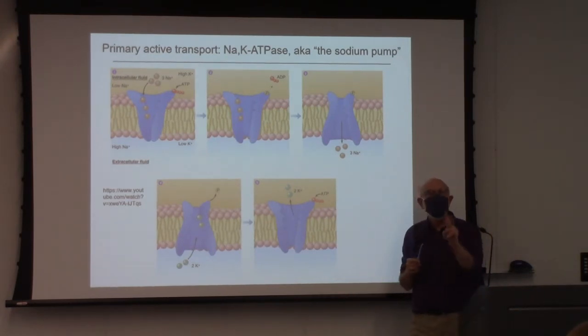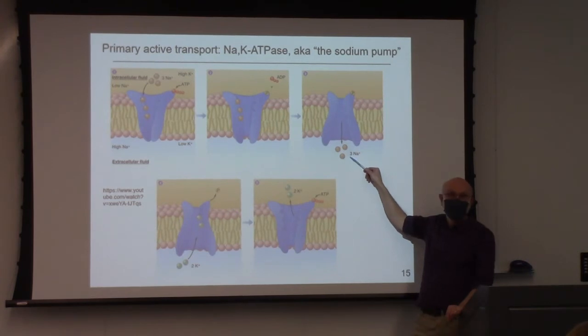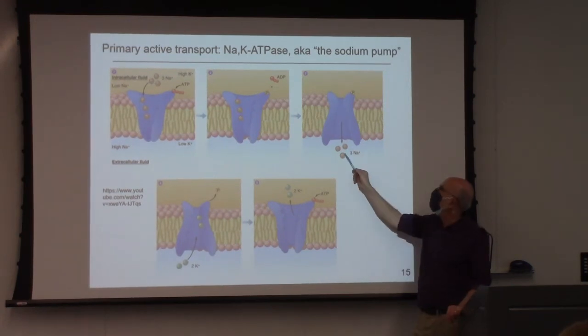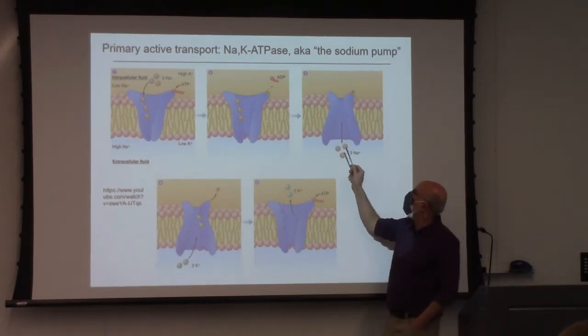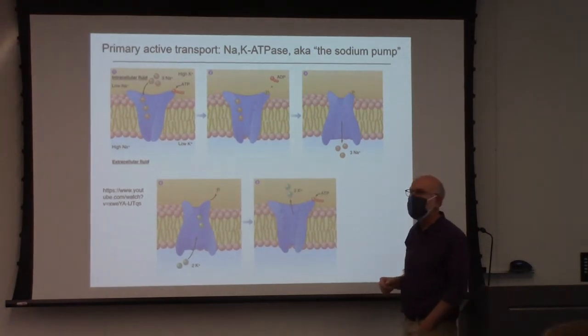Tell me the answers. There's two words. Anybody? You do know this, I think. What is the difference between sodium ions here and sodium ions here? Meg. One of the words is unbinding.